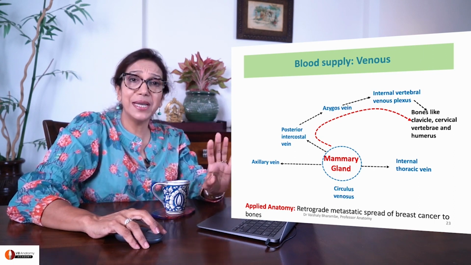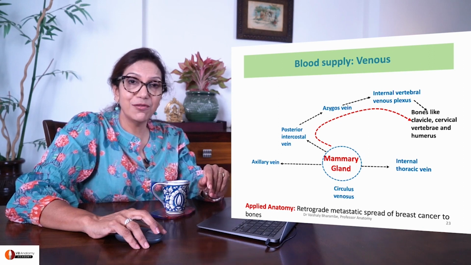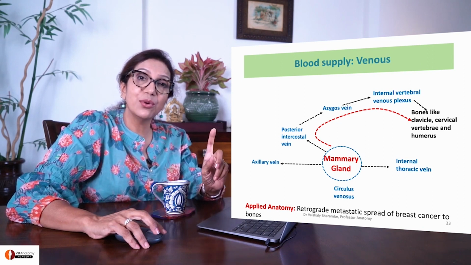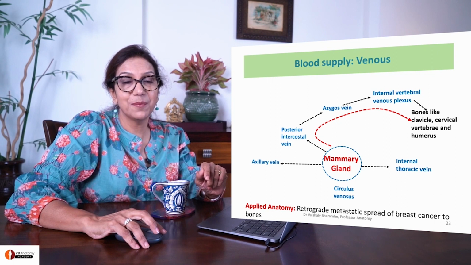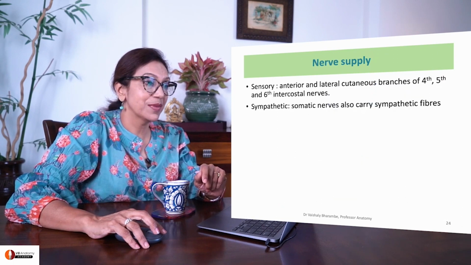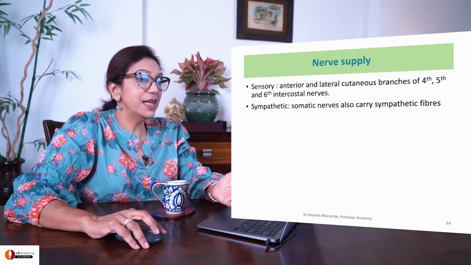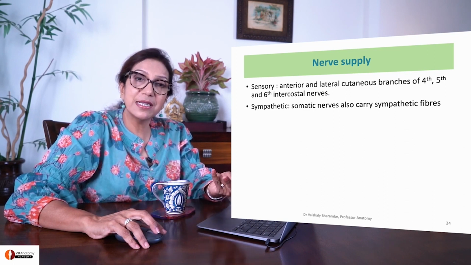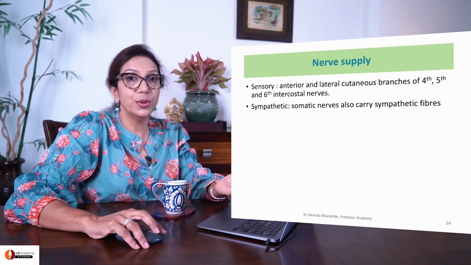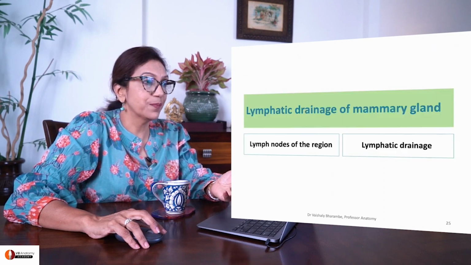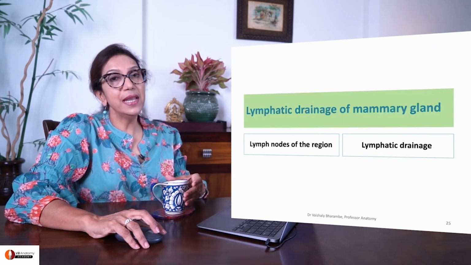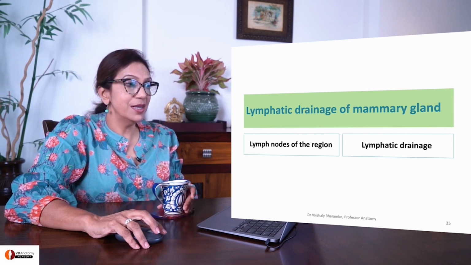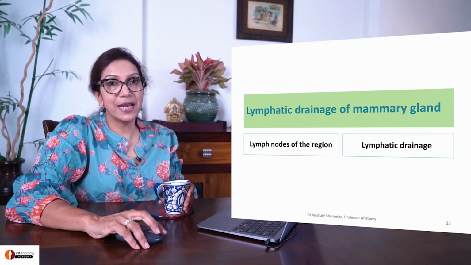I don't have any particular pleasure in giving you such information. This is the route of spread of cancer. That's why you should know it. Right. A lot of nerve endings from the 4th, 5th, 6th intercostal nerves carrying sympathetic supply as well come to the breast tissue. We now come to a very important part of today's discussion, lymphatic drainage of the mammary gland.